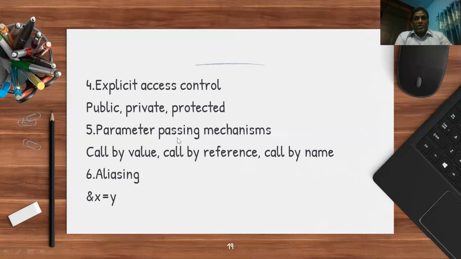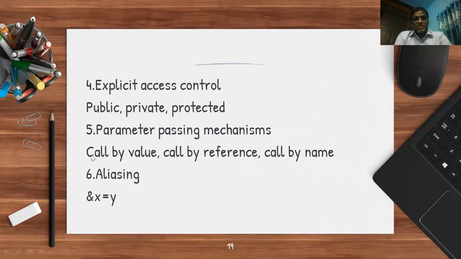And then coming to parameter passing mechanisms, there are actually three types of parameter passing mechanisms: call by value, call by reference, which is sometimes also called call by address, and call by name. They vary from one language to another. In C language, there are two types. One is call by value and the other one is call by address. There is no call by reference.